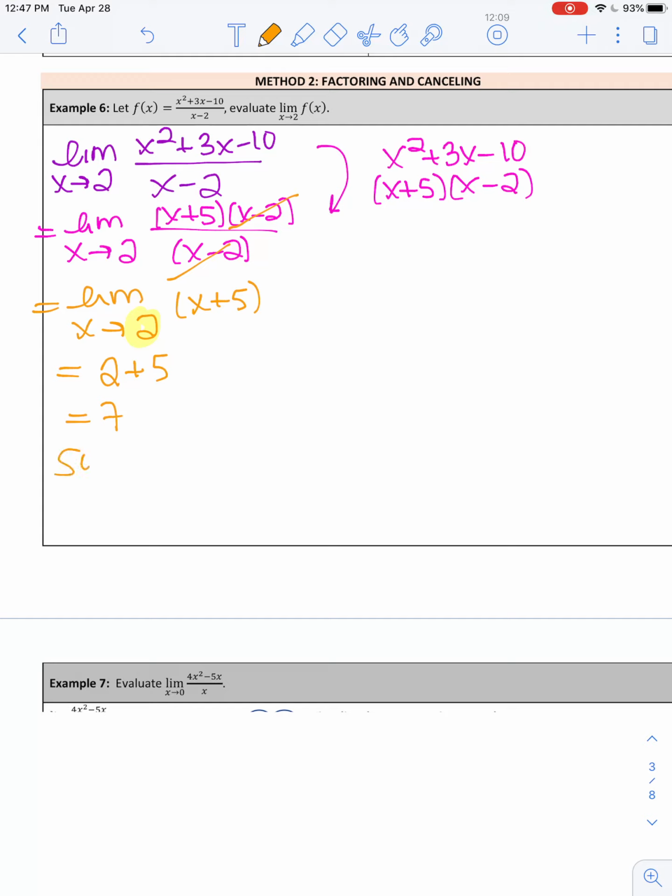Okay, so what this means is that the limit as x approaches 2 of our function, f of x, which was given to us by this quadratic, x squared plus 3x minus 10 over x minus 2, is equal to 7. And at this point, if you're watching this video, I would pause and take a look at the guided notes as they're posted on Classroom to see what this fact means graphically, and what is happening on the graph because of this cancellation of x minus 2 up here.